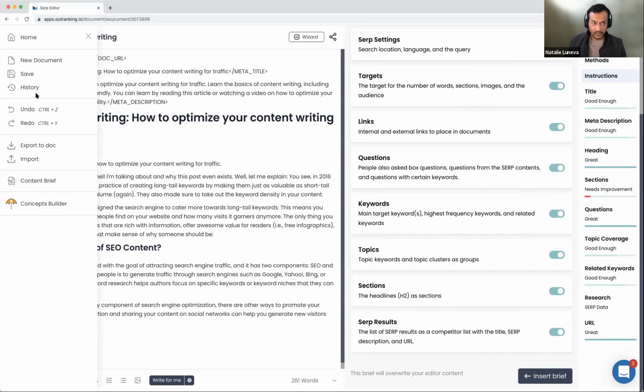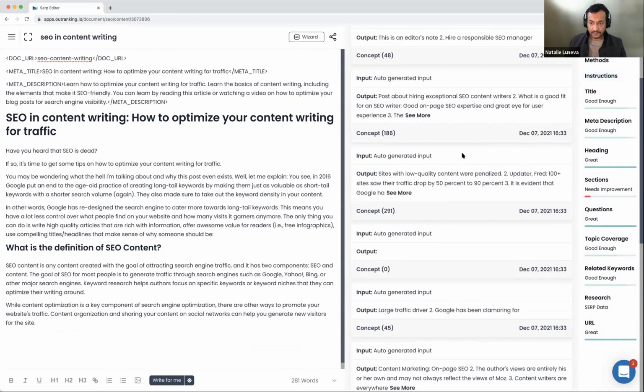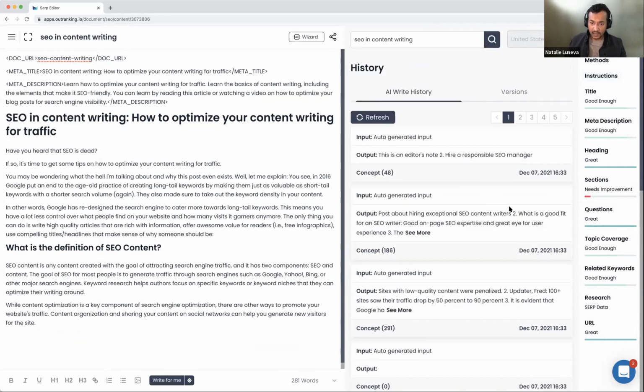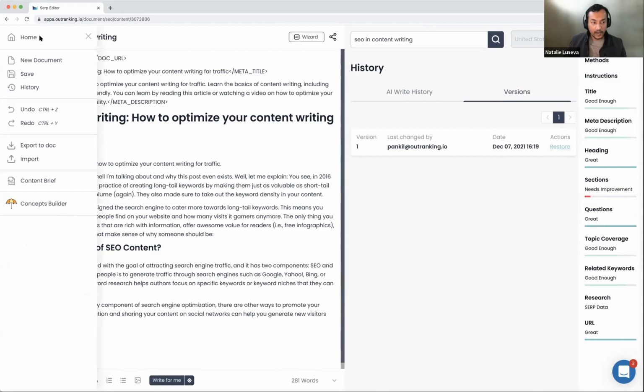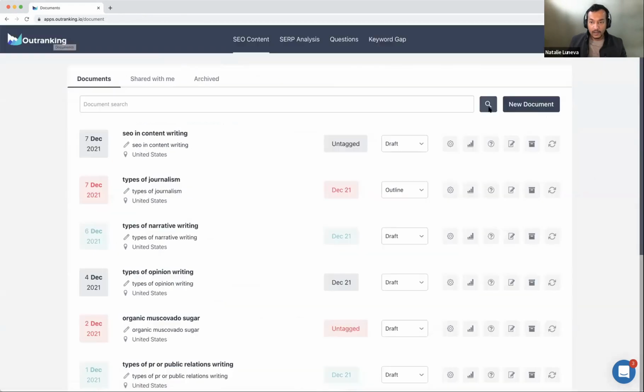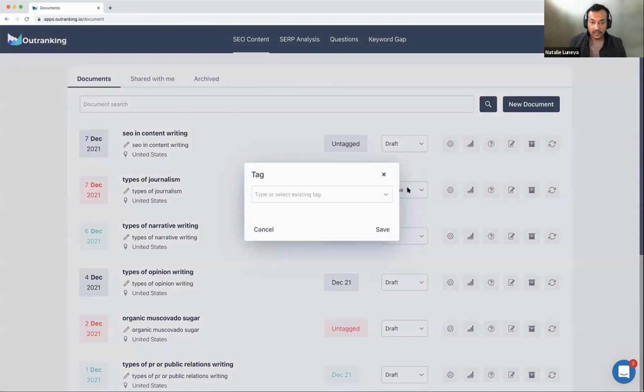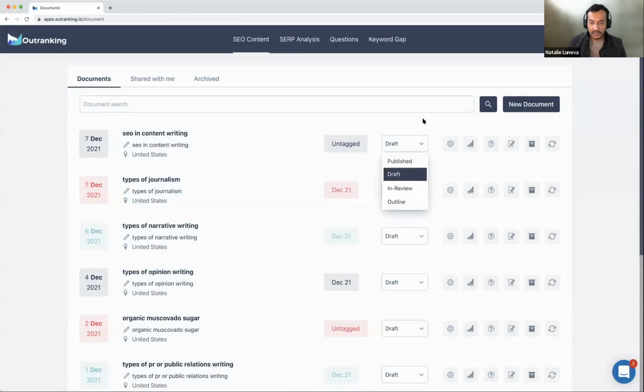So I'm not going to go over this, but you can also go through history and understand, okay, this is what I did before. If you'd created a version, you could also see the version and restore the version from here. Okay, perfect. Let's go back to home. This is the basic SEO content view. All the documents are over here. You can click on this and adjust the tags or change the position, or the status of the document.